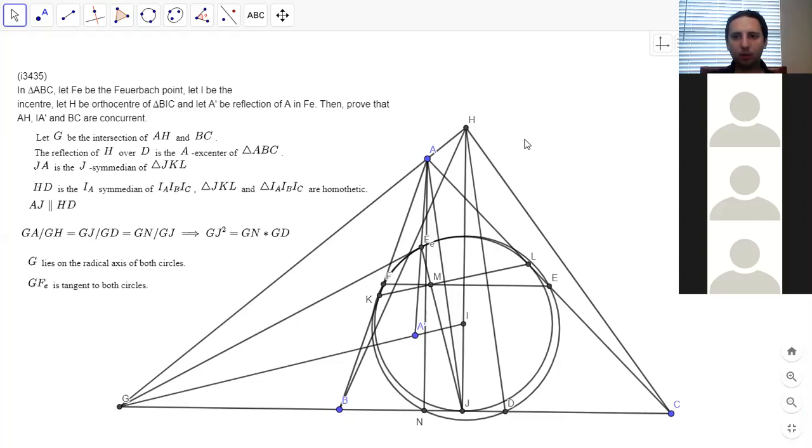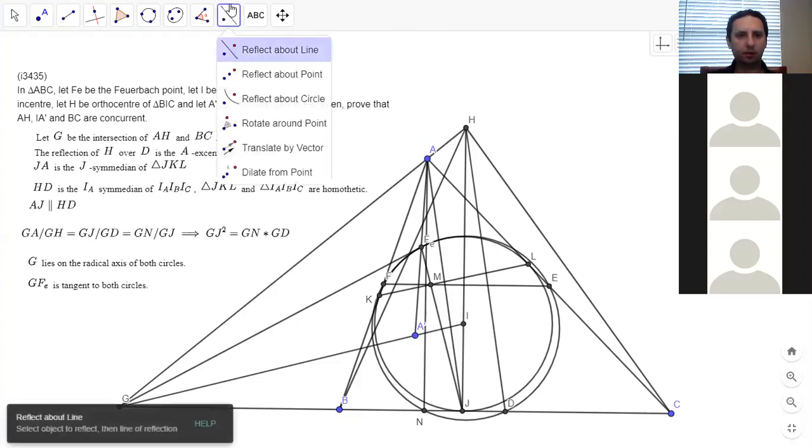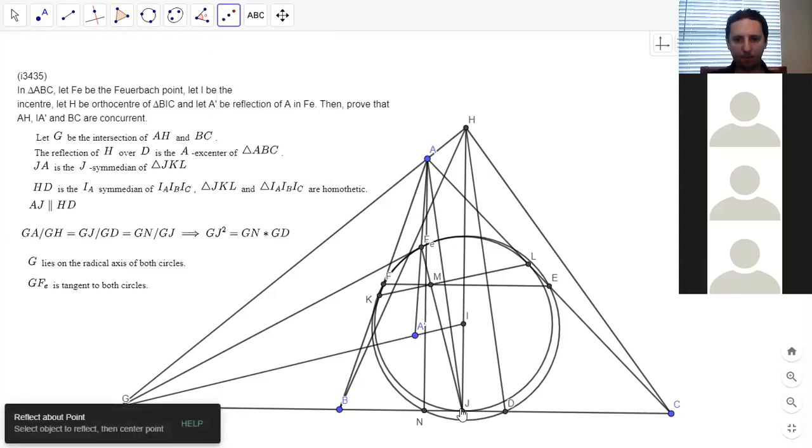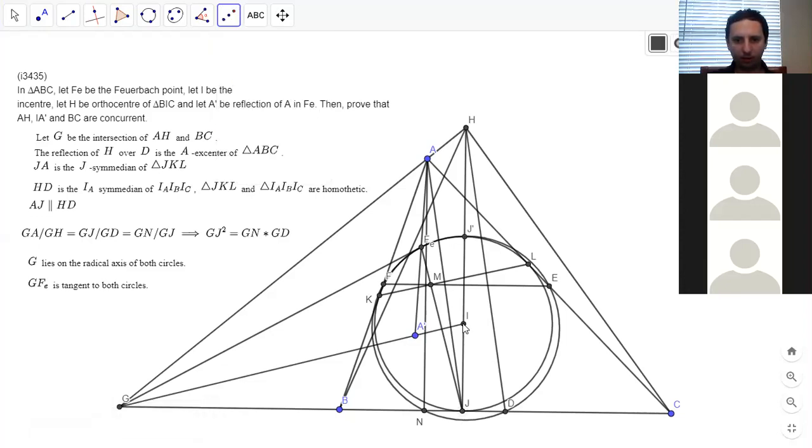Can you name the reflection of J with respect to I? Yeah. And the midpoint of AI. All right. Oh, whoops. They called that J', but you want the midpoint of AI, okay.